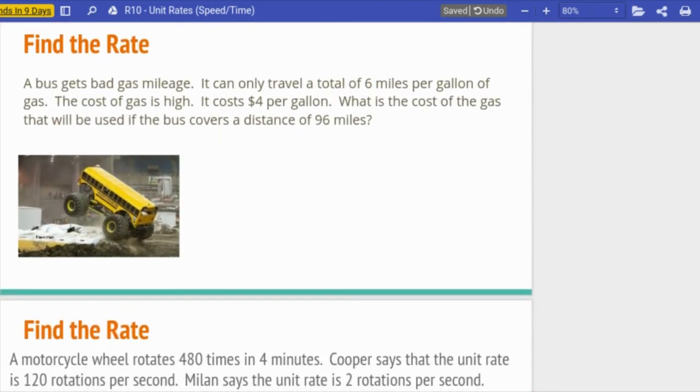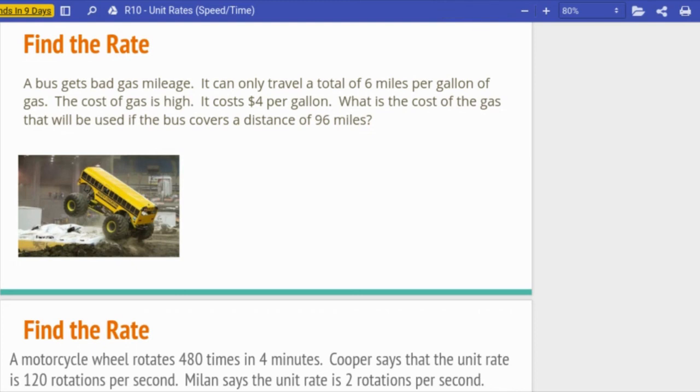A bus gets bad gas mileage. It can only travel a total of 6 miles per gallon of gas. The cost of gas is high. It costs $4 per gallon. What is the cost of the gas that will be used if the bus covers a distance of 96 miles?